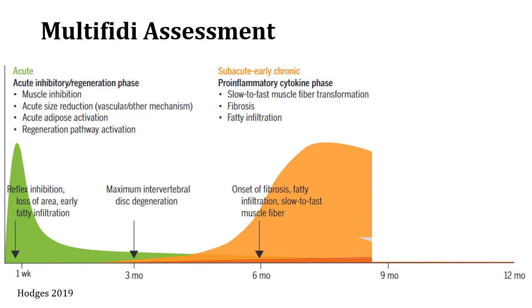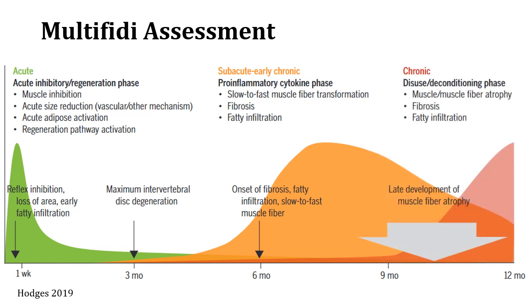When we draw that out to the subacute and early chronic phases of low back pain, there's a pro-inflammatory cytokine phase that leads to slow and fast muscle transformation. That means that those type 2 fibers start to transition more to a type 1. They are less responsive and less reactive to perturbations and anticipatory quick movements. There's a fibrosis of the muscle, and then there's also a fatty infiltration that sets in. The onset of fibrosis and fatty infiltration, and the slow-to-fast transformation, happens around that 6-month mark.